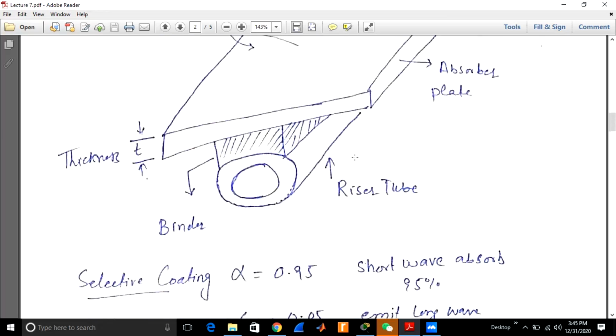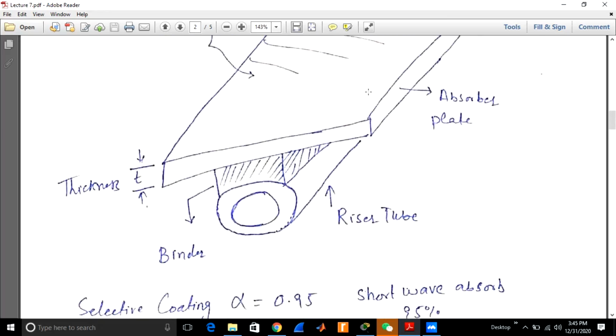And what is the function of the absorber plate? The selective coat takes the radiation and gives it to the absorber plate, and this absorbs it.